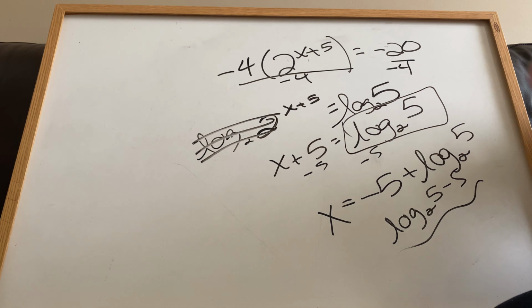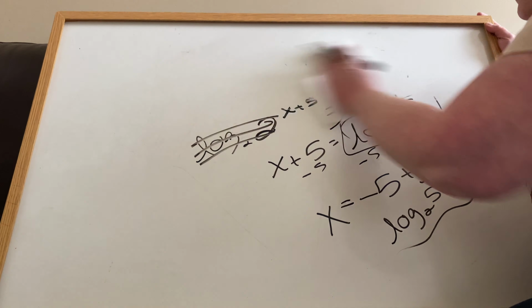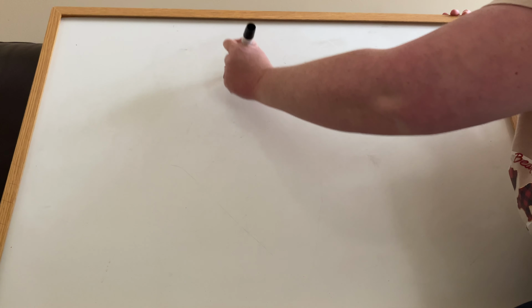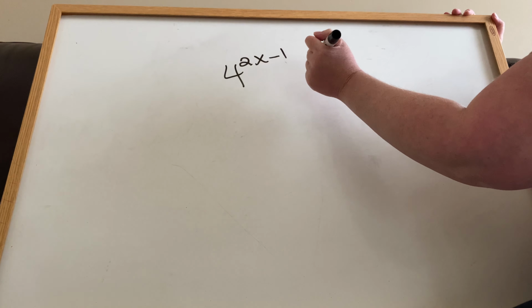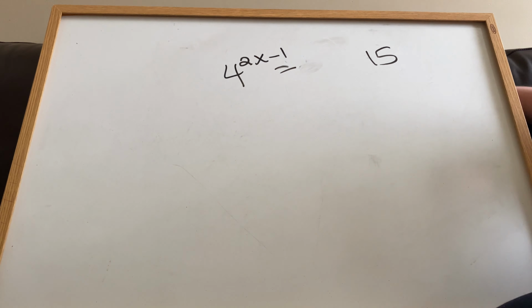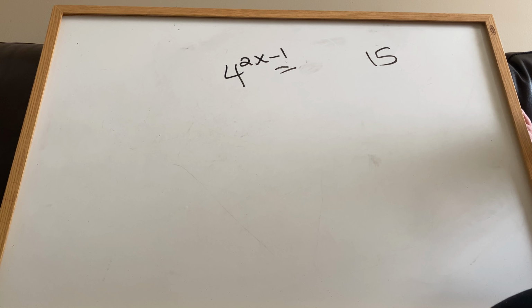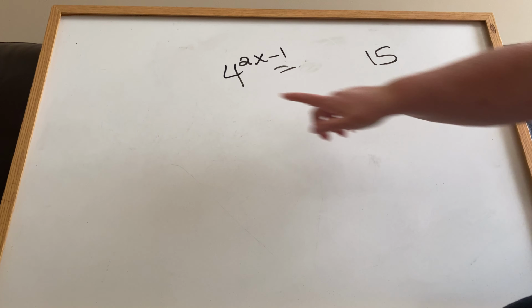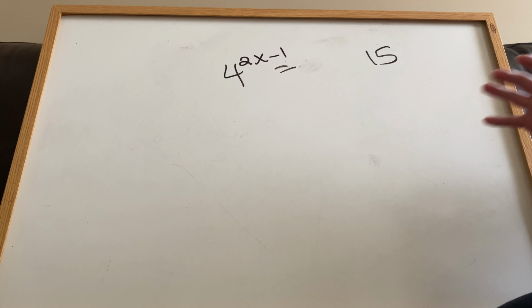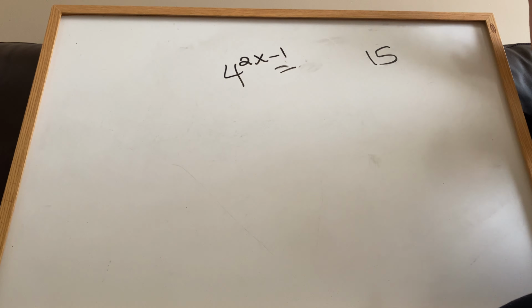So, last one. So we've got 4 to the 2x minus 1 equals 15. Okay, so the nice thing about this one is it's already in the basic form, in that you don't have any numbers here, you're not adding or subtracting anything, you just have number to power equals different number, so you just have to put your log in with the correct base.